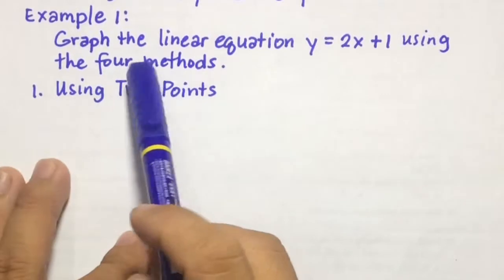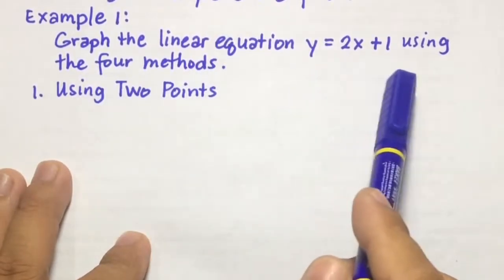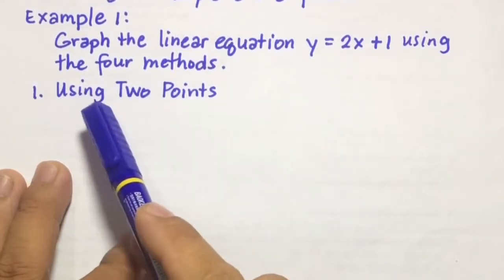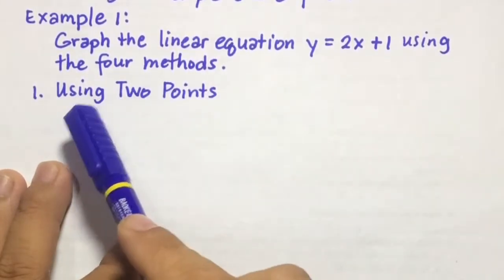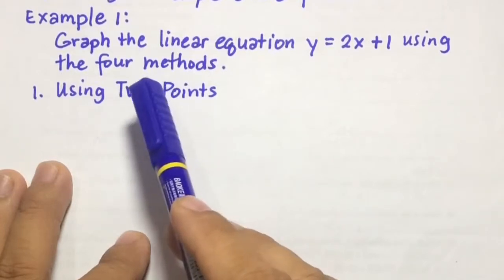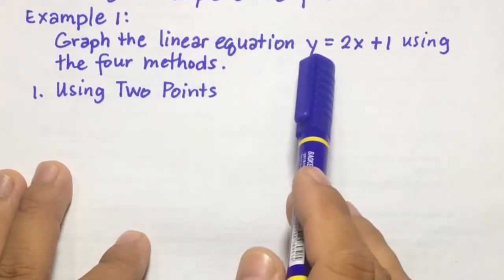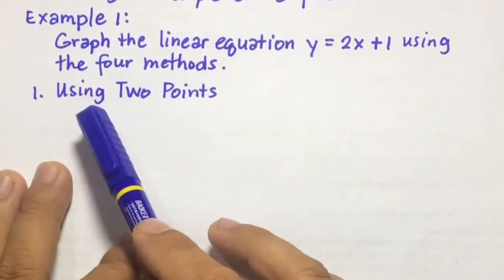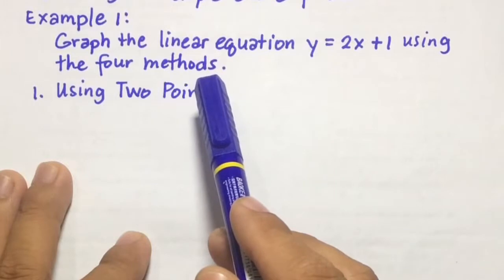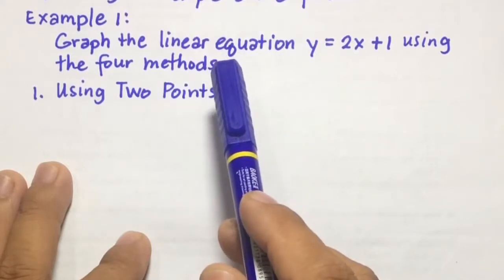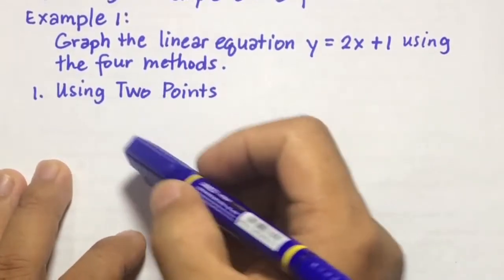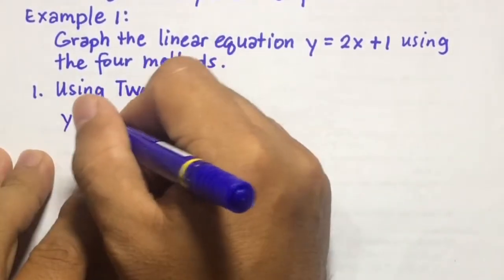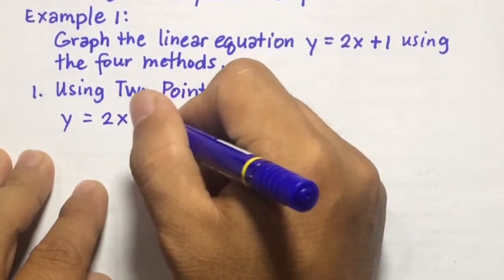So example 1 here. Graph the linear equation y equals 2x plus 1 using the four methods. So let's have first using 2 points. What we're going to do here is find 2 points in the equation y equals 2x plus 1. Then after finding the 2 points, we're going to connect them using a ruler or a straight edge. So for our solution, we have here y equals 2x plus 1.